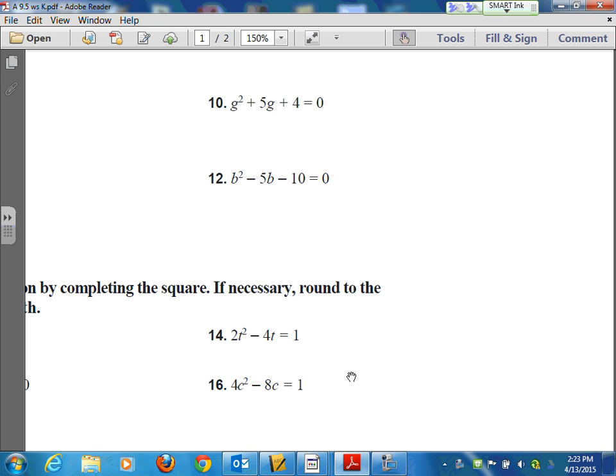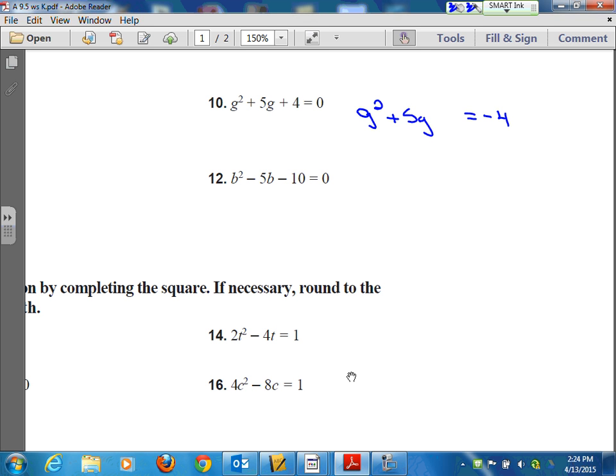So this is just kind of to help the people that were gone. We did 1 through 10 yesterday. Our first step in completing the square is to get the c all by itself. So we'll start off with g squared plus 5g. Leave a little space, and then bring the 4 over, which would become a negative 4.